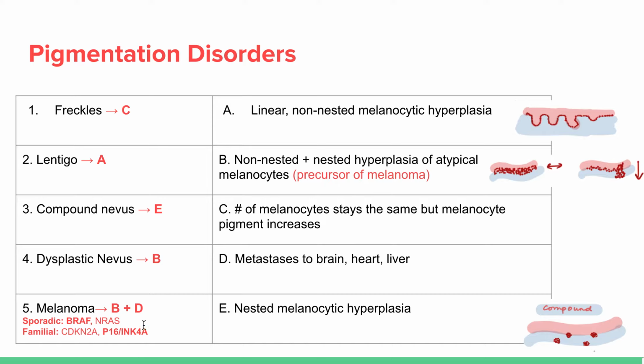So what are you going to see in melanoma? On histology, it's going to look just like a dysplastic nevus. The only addition to that is going to be metastases to the brain, the heart, and the liver.